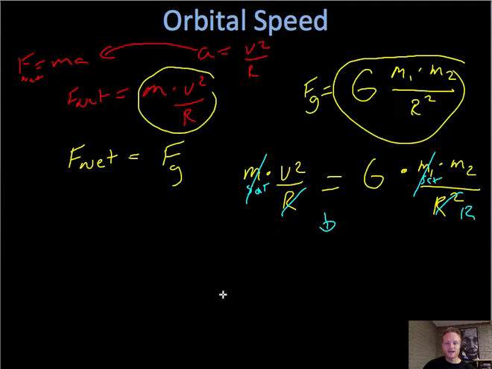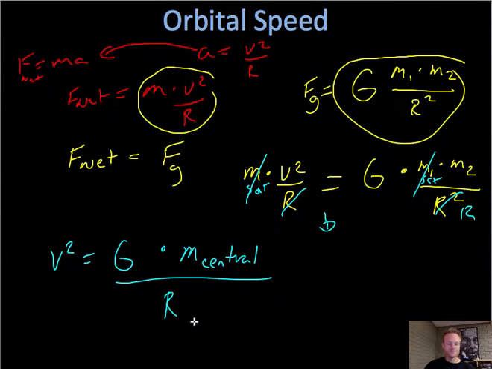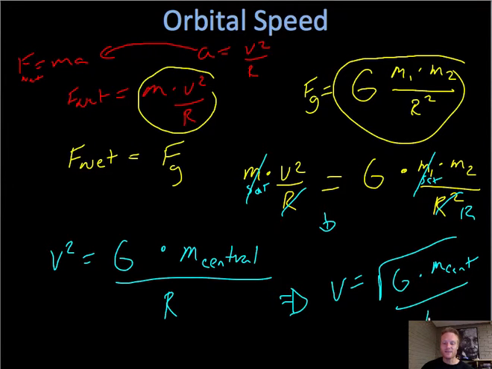If I were to simplify this, and I'm going to write it over here on the left side of the screen so I have space: v squared equals big G times the mass of the central object that's being orbited, whether it's the Earth or the Sun or whatever the case may be, divided by r. Or what I could do, and you say, man, just tell me what the dang thing is. This will be it. To get rid of this square, I could say v equals the square root of big G times m central divided by r.